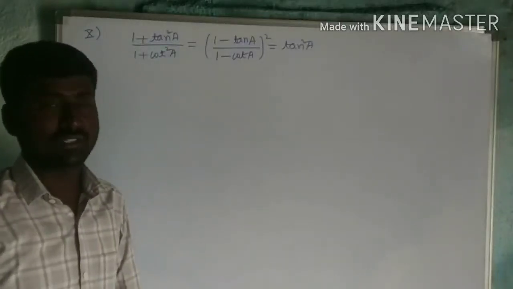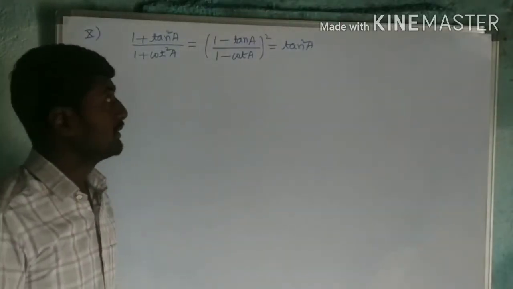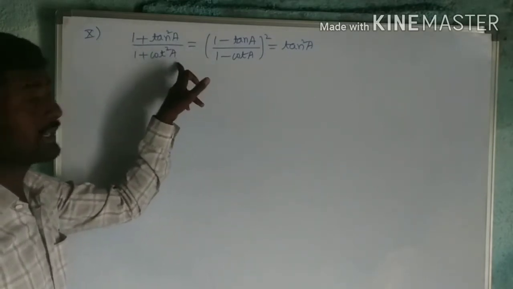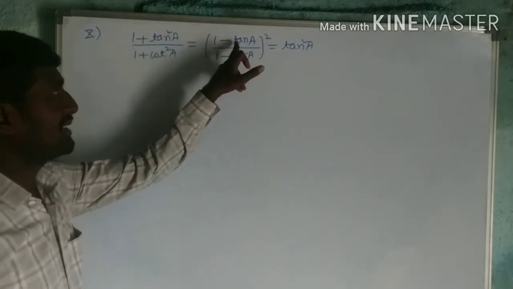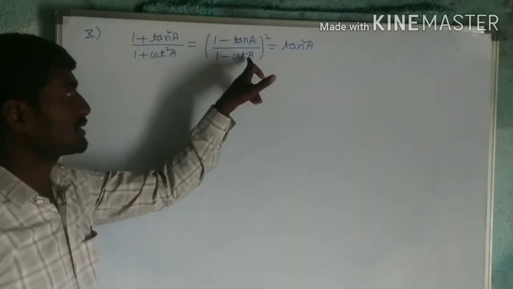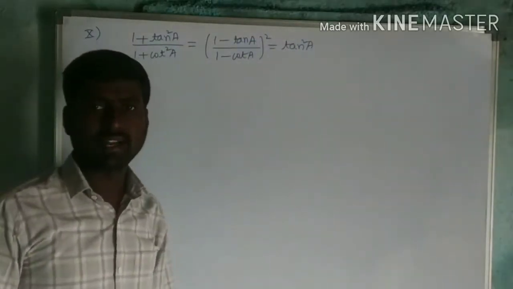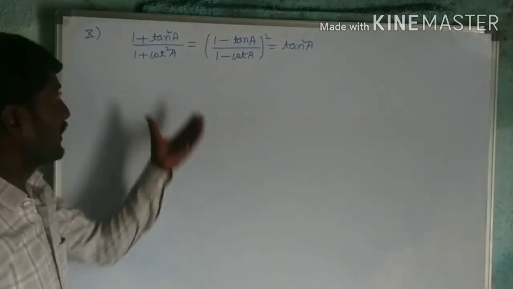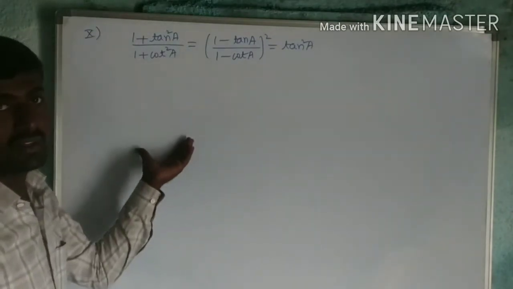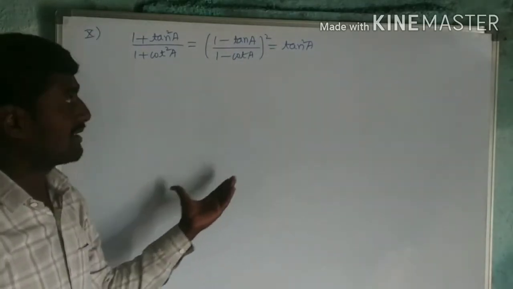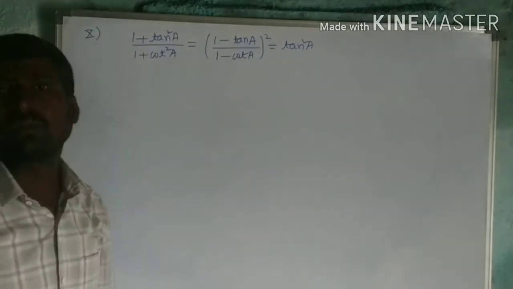Now the last question in the exercise. Now we have to prove this: (1 plus tan square A divided by 1 plus cot square A) is equal to ((1 minus tan A divided by 1 minus cot A) whole square) is equal to tan square A. I have to prove. Now I'll take first this term and I'll get one answer, and then after I'll take this term. I'll get all these three are equal.